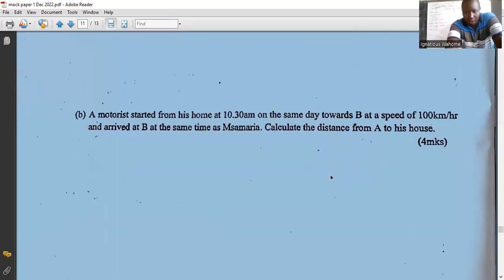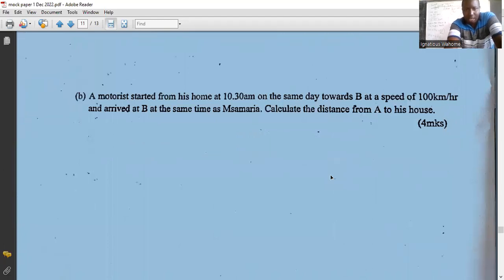Question C: A motorist started from his home at 10:30 on the same day towards B at an average speed of 100 kilometers per hour, and arrived at B at the same time as the Samaria. Calculate the distance from A to his house. His house is between A and B. But they arrived at the same time as the Samaria. Can you calculate the time the Samaria arrived?